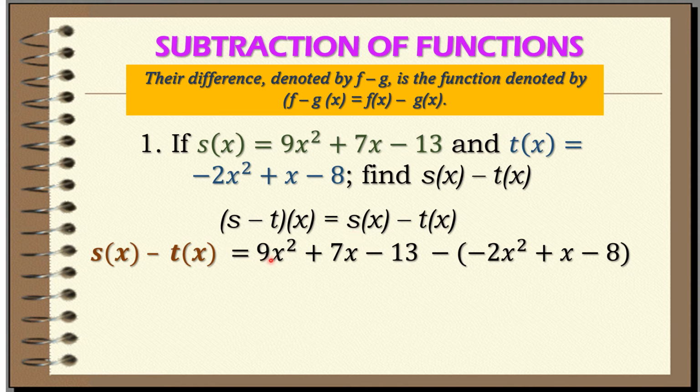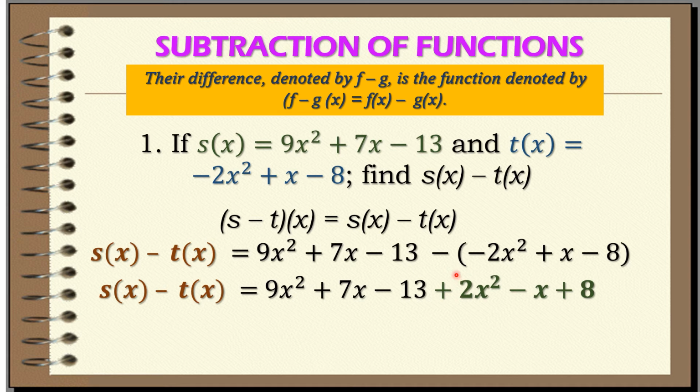So we have s of x, we have here 9x squared plus 7x minus 13. Then minus, we have to write here quantity. Then copy the function of t of x above. We have here negative 2x squared plus x minus 8. Okay, take note, we have to do this. Write the minus sign, then enclose the second function with a parenthesis. And then the next step is to distribute the negative sign to each term here on the second function.